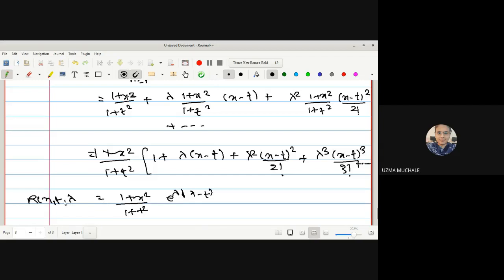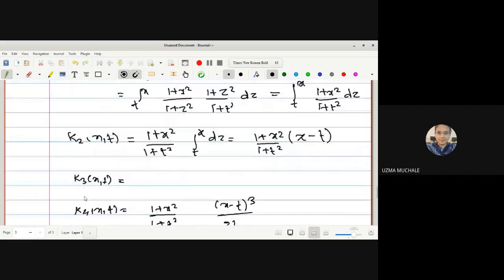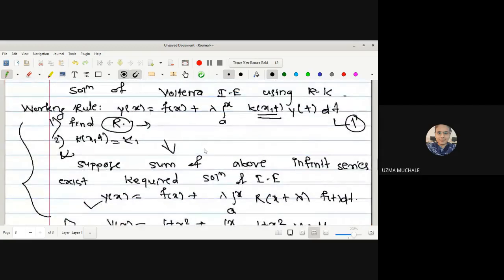Okay. So after finding the resolvent kernel, if you get the finite sum, then we can put it in our equation. What is the working rule for this one? If we are getting the sum, which in this case also we have got in the form of e raised to, so it exists, so our required solution is given by this. So wherever you have k of x, you have to put it as e raised to x t lambda f of t dt.